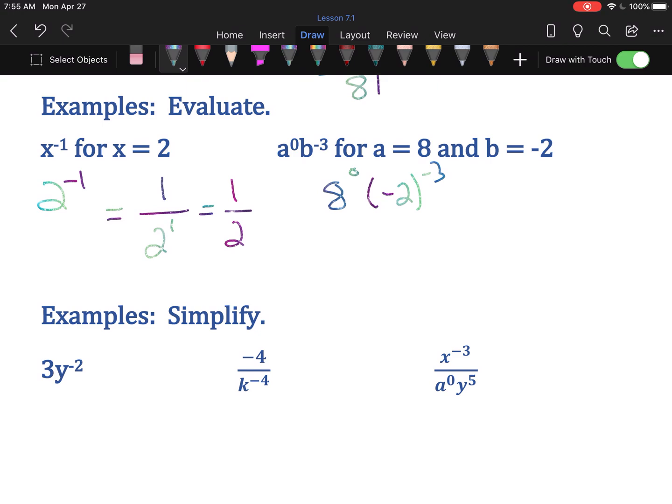Anything to the 0 power is 1, and 1 times anything is the thing it's multiplied to. So this 8 to the 0 is trivial. We can ignore it, which means all we're looking at here is negative 2 in parentheses to the negative third power. So that'll become 1 over negative 2 in parentheses to the third power. And negative 2 times negative 2 is positive 4. Positive 4 times negative 2 is negative 8. So negative 1/8 is the answer here.